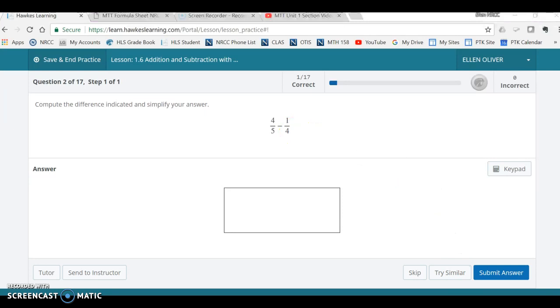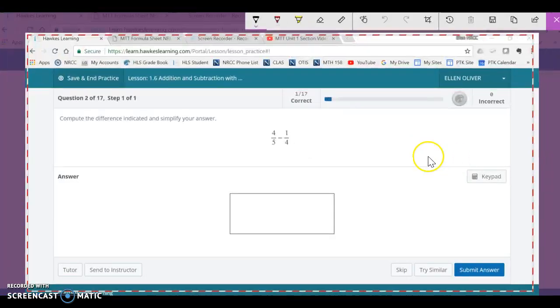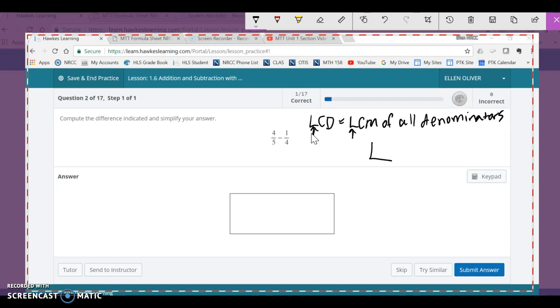All right, so here's our first one that has a different denominator. So again, remember your whole has to be the same size in order to add or subtract the parts. So for this, we need the LCM. Your LCD is going to be the LCM of all your denominators. Okay, and your least common multiple or least common denominator, they both start with an L, so that tells you to use the ladder method.